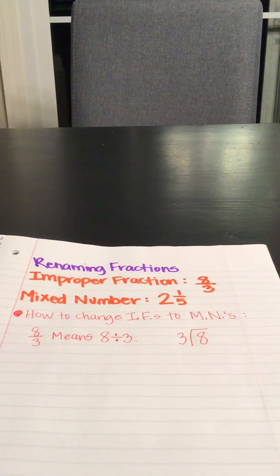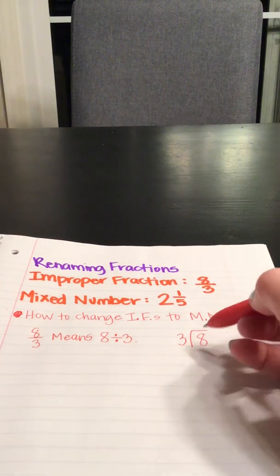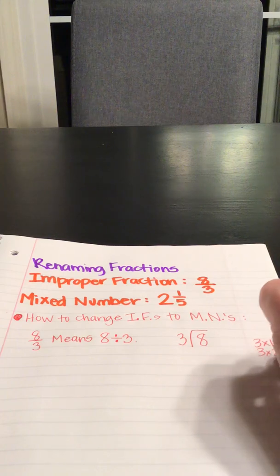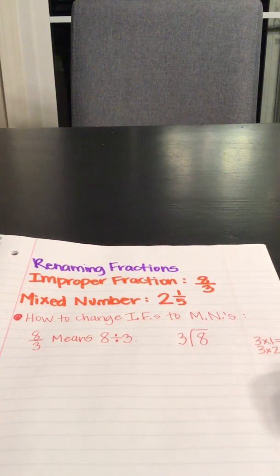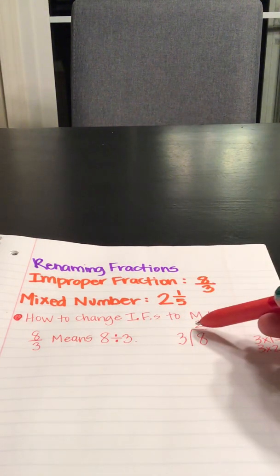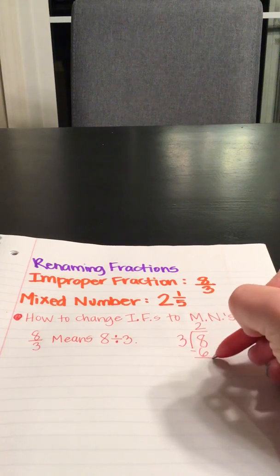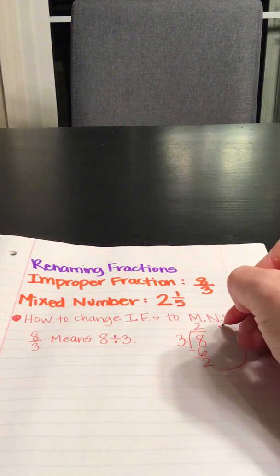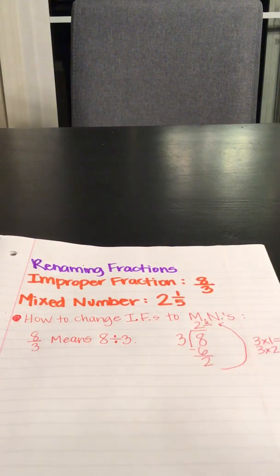What do you think? How many 3s can we fit into 8? Well, we know if we count by 3s, we're going to land on 3, 6, 9. 9's too many. We have to stay under 8. So we have to think about what 3 times 1 is. No, that's too little. What's 3 times 2? Yep, that's going to get us as close to 8 as we can. So we're going to put a 2 up here. And now we're going to follow our division rules. 2 times 3 is 6. Subtract. And that's 2.